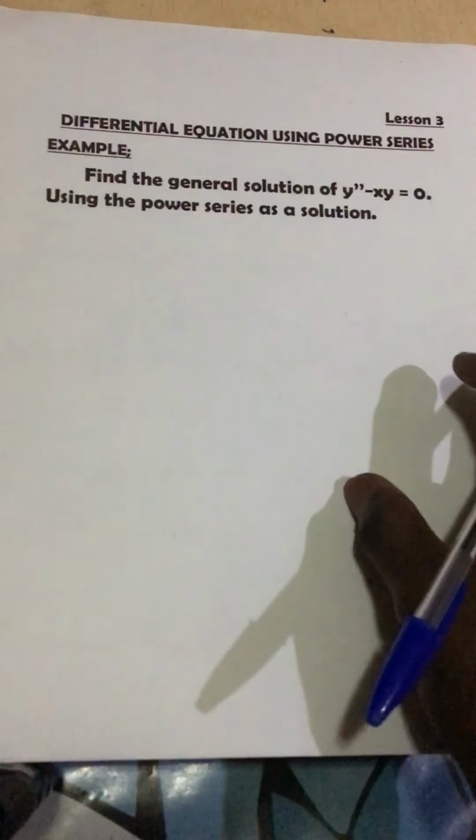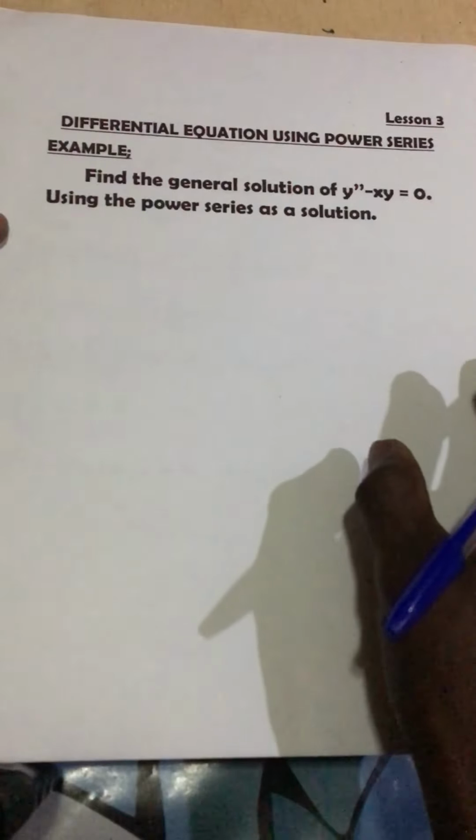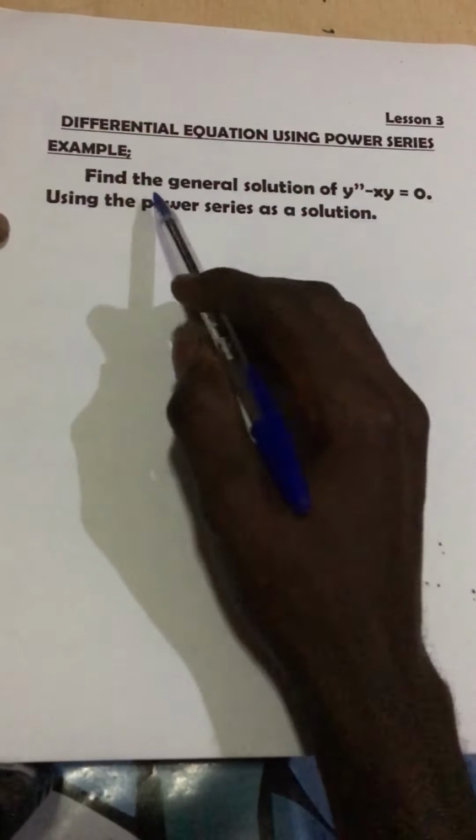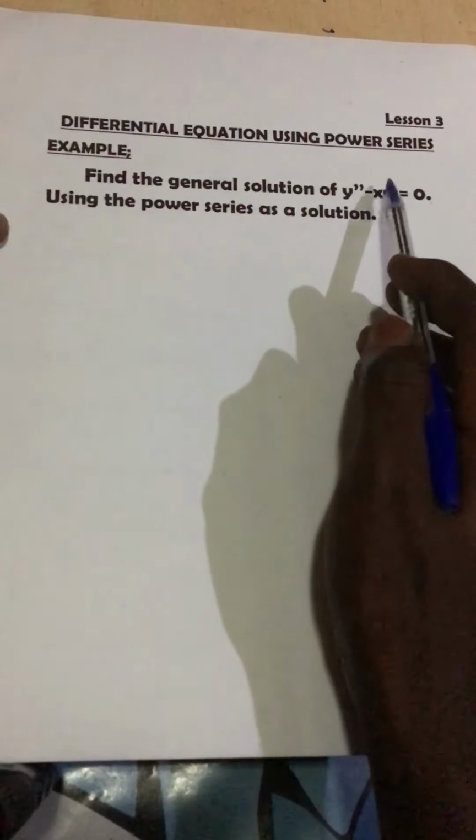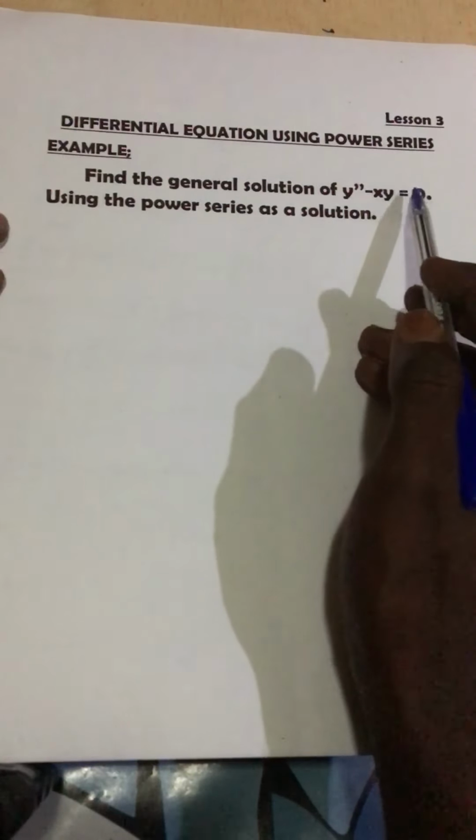Hello guys, today we are solving differential equations using power series. So I will start with an example and then we get more understanding of this topic. The question is: find the general solution of y'' minus x multiplied by y equals 0 using the power series as a solution. But before that, let's look at how to take the derivative of a power series.